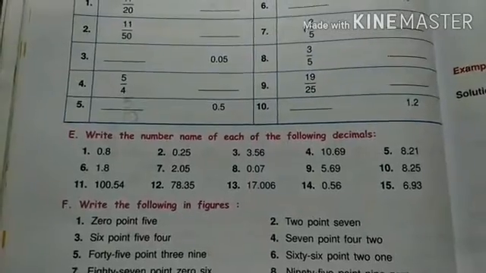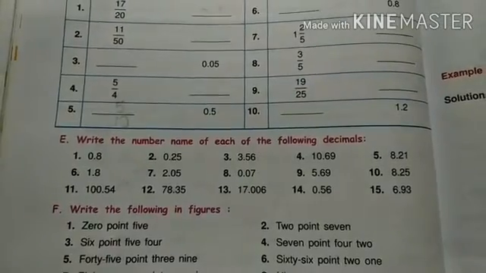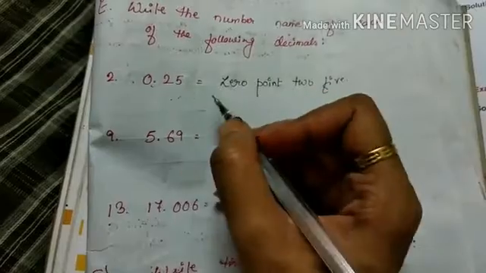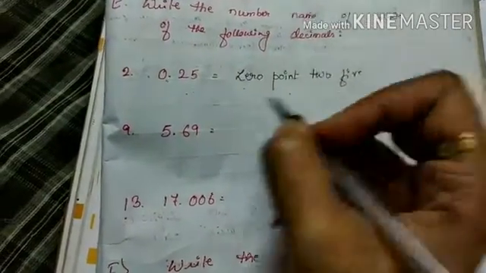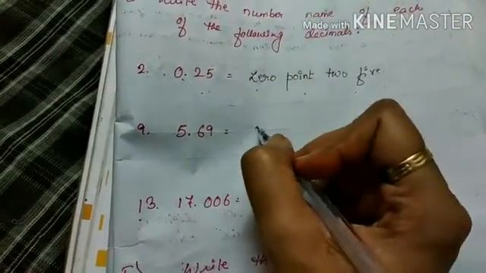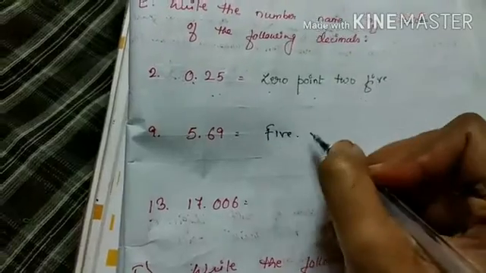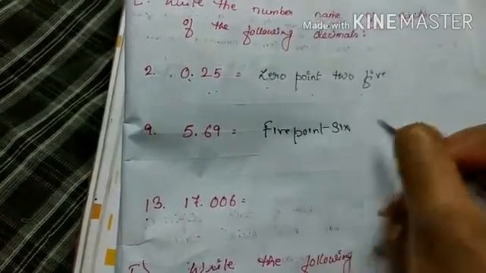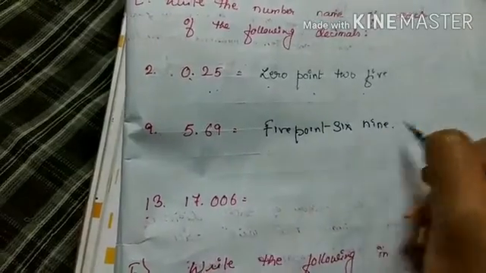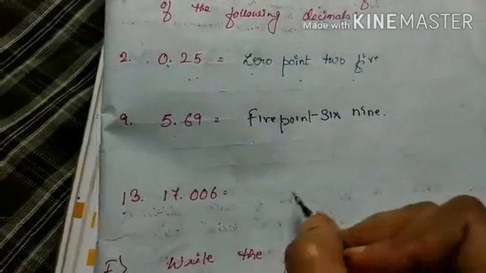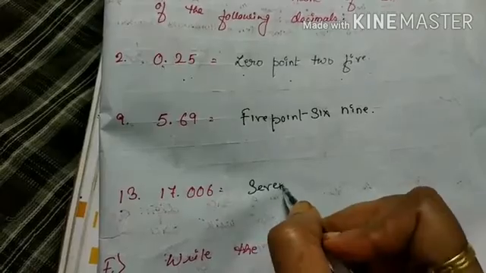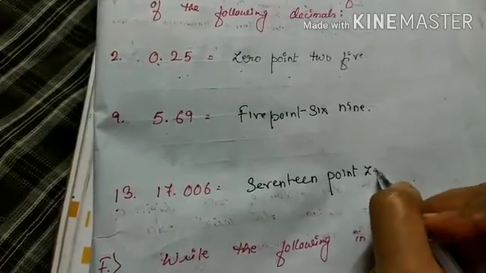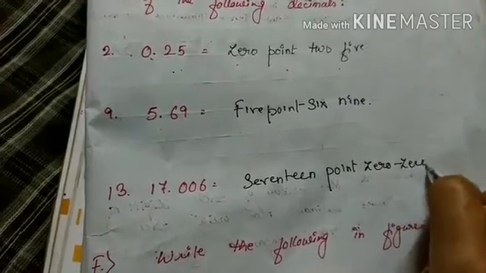Now, number E. Write the number name of each of the following. 0.25. Now here is 5.69. Now number 13 is 17.006.